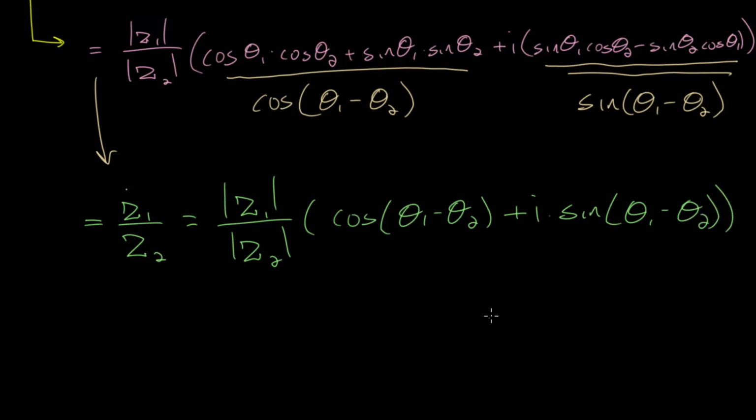And you can see this is very similar to the multiplication formula. The main difference is that instead of multiplying the magnitudes, we are dividing them. And instead of adding the angles, we are subtracting them. So when dividing two complex numbers graphically, we divide their magnitudes and we subtract their angles.